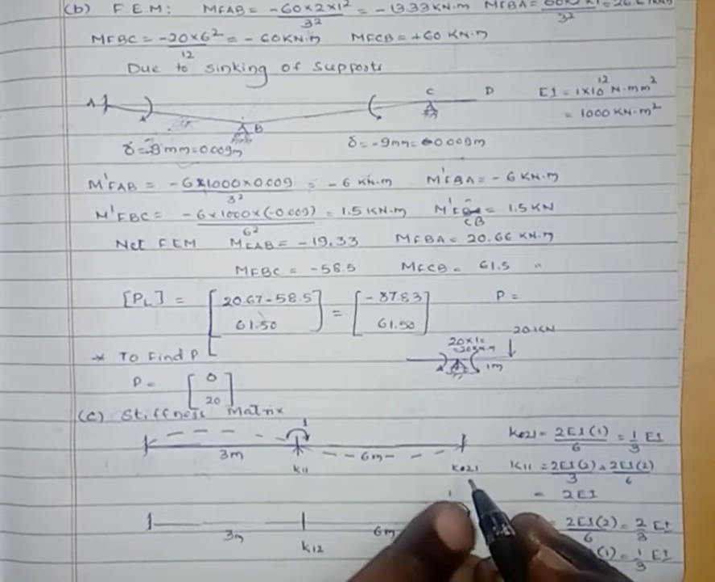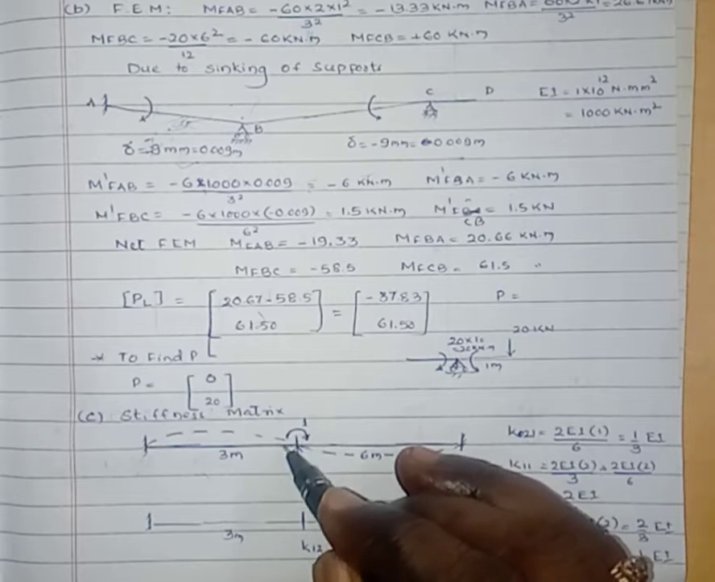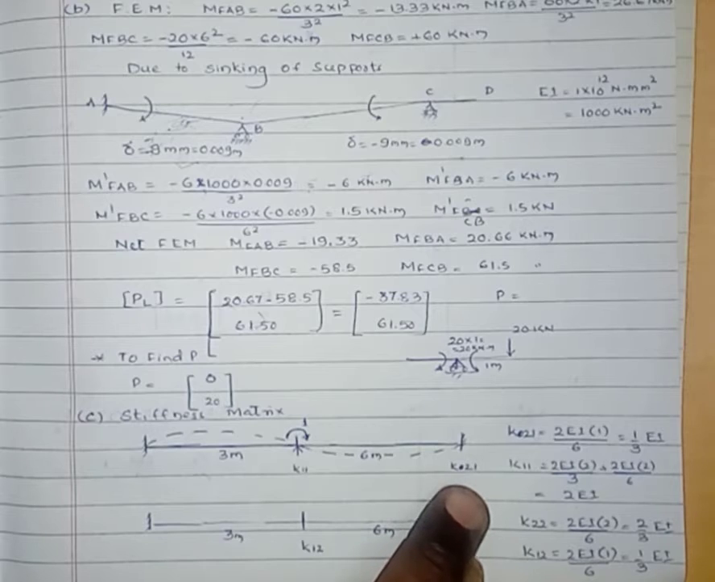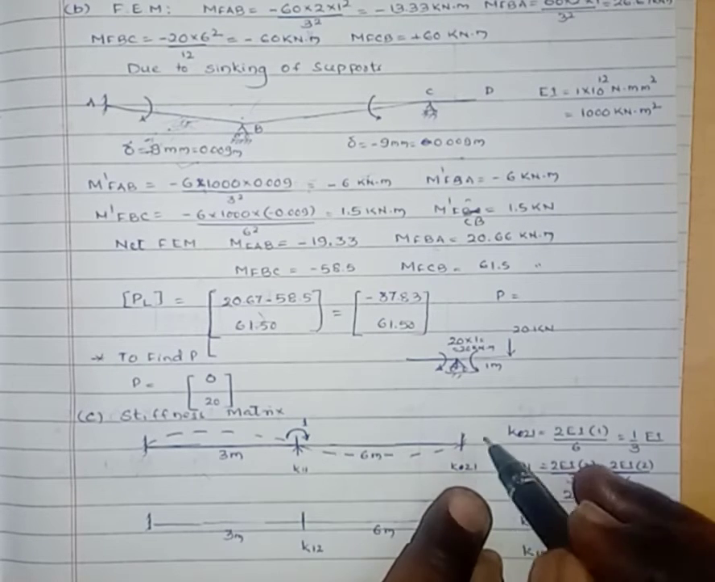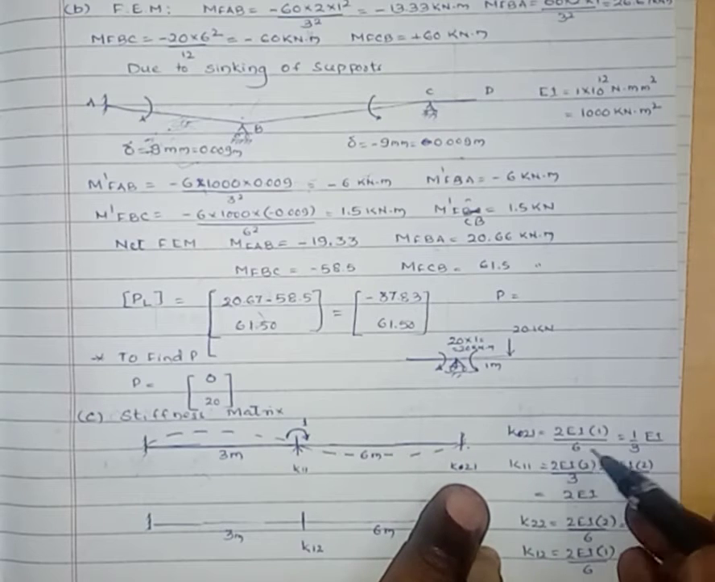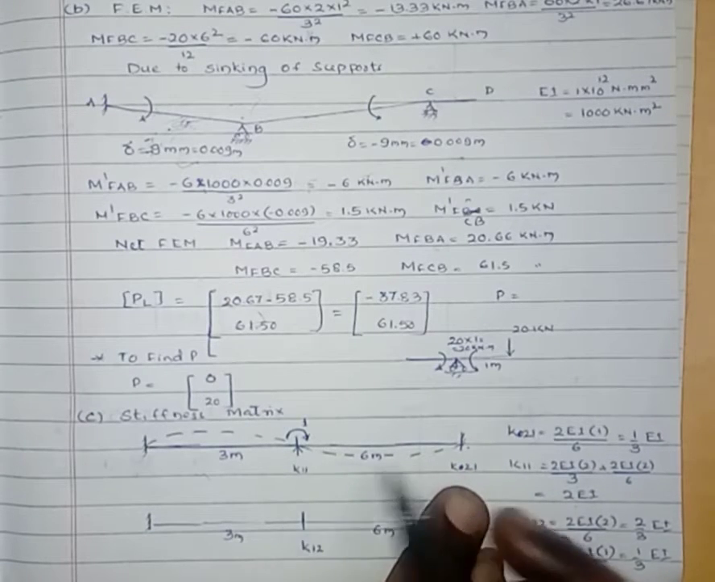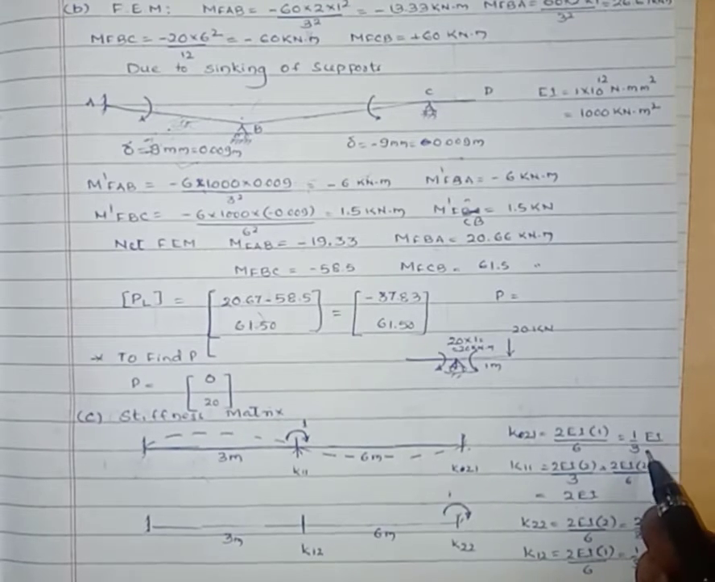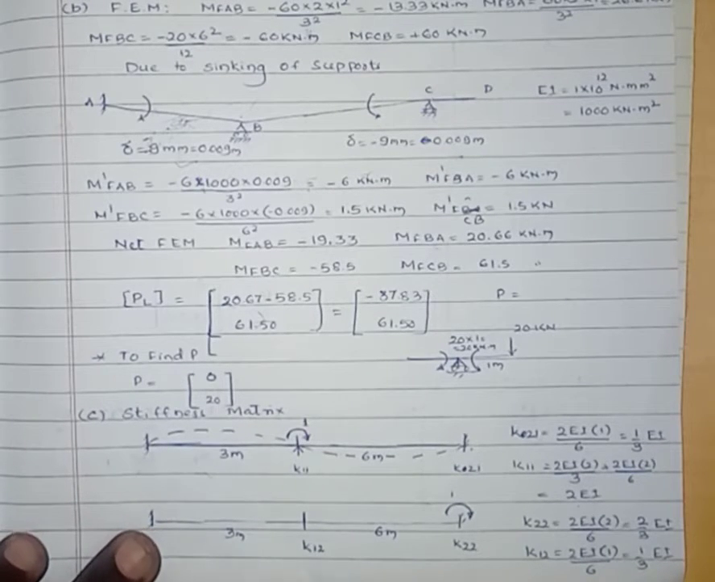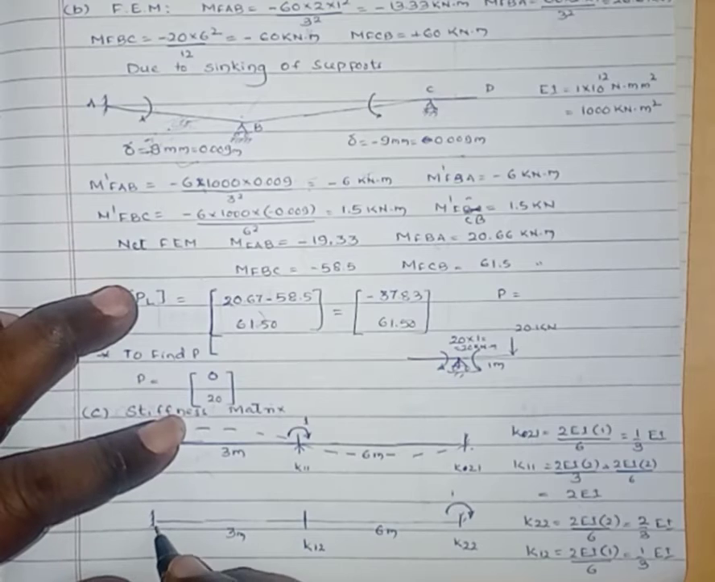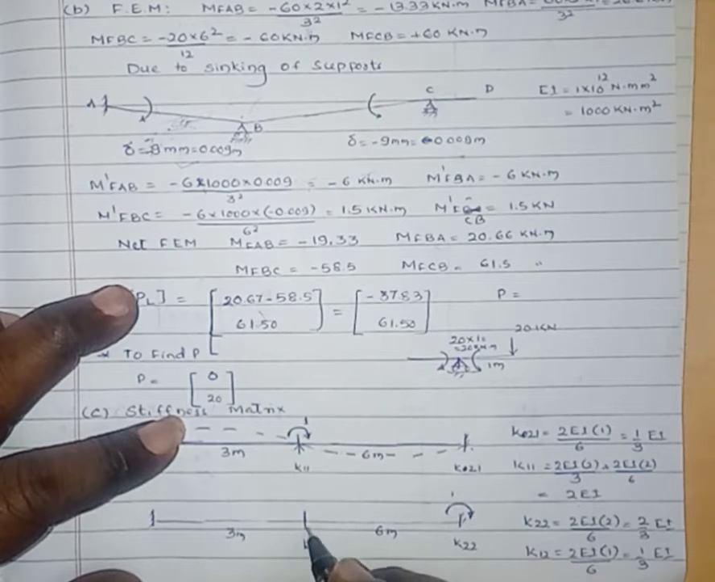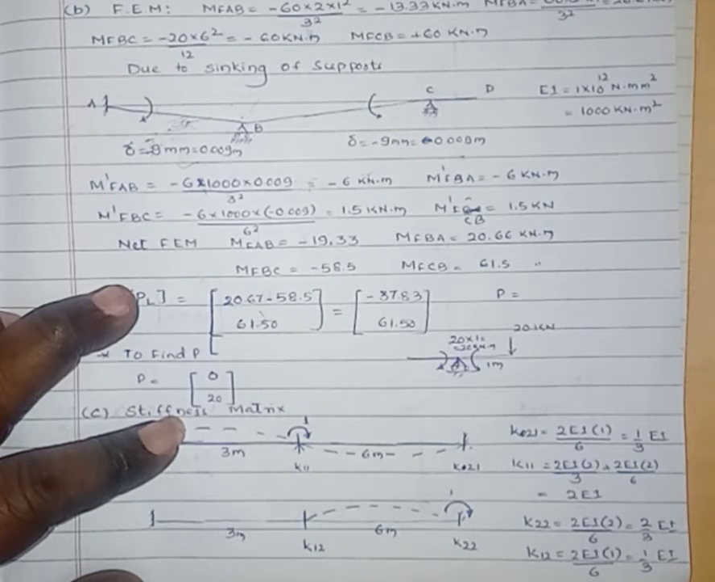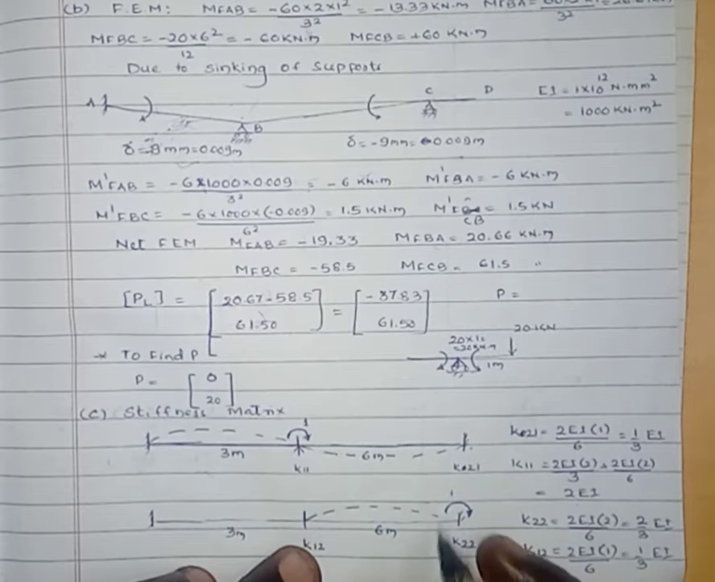Then at 2, the stiffness value at 2 due to the unit rotation applied at 1 is K21. Here this is the far end from 1, hence it is 2EI by the length of this span, that is 2EI by 6, which after simplification is 1/3 of EI. Now after getting the stiffness values at 1 and 2, we can apply the unit rotation at coordinate 2.